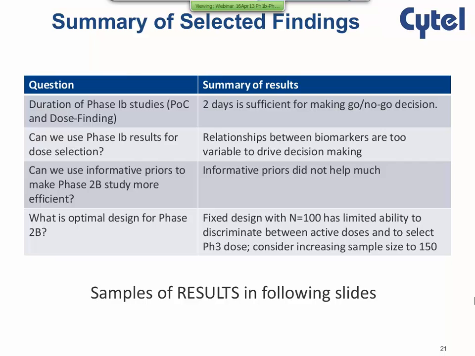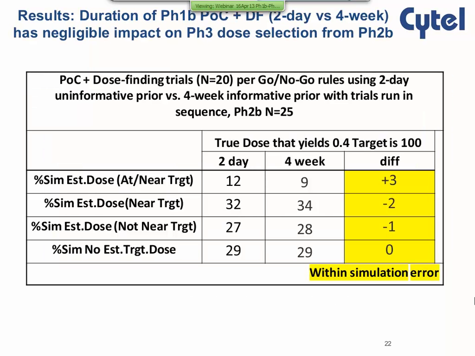So the optimal design was a fixed design for 2B with 100 sample size, maybe more, because when we looked at that fixed sample size, it yielded limited ability to discriminate between active doses and didn't have high probability of getting the phase 3 dose right. So we offer the consideration that a larger phase 2B trial is needed to have high probability of getting the phase 3 dose right. And I'll show you some of those results in the next few slides.